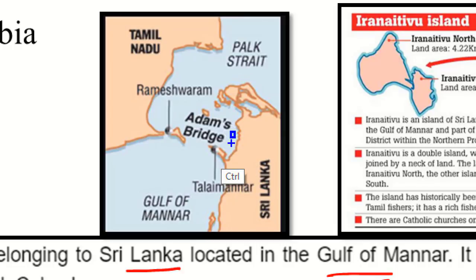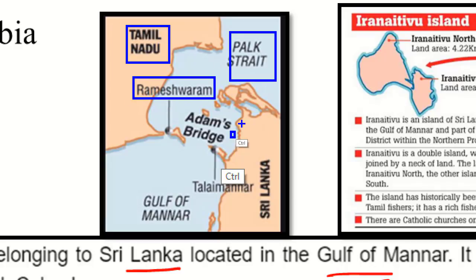Now recently this area was also in news because of Adams Bridge. This Adams Bridge is also known as Ram Setu. So this is a bridge that connects India with Sri Lanka. So as you can see, this is our southern state Tamil Nadu and this is Rameshwaram and it is Park Strait and Gulf of Mannar. So this Adams Bridge connects India and Sri Lanka and it separates the Gulf of Mannar from the Park Strait.